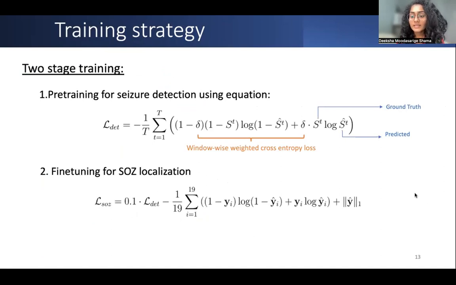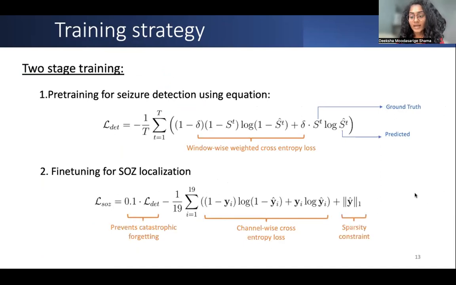The loss function comprises of a similar channel-wise cross-entropy term comparing Y hat and ground truth Y, and a term to prevent catastrophic forgetting of detection learned in the previous step. Additionally, a sparsity constraint on Y hat is imposed to encourage the model to pick fewer channels as one would expect in focal seizures.